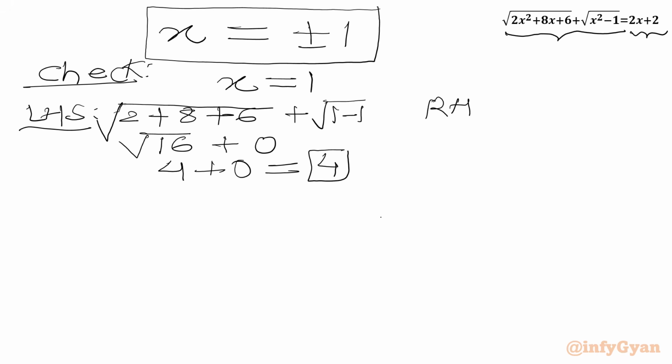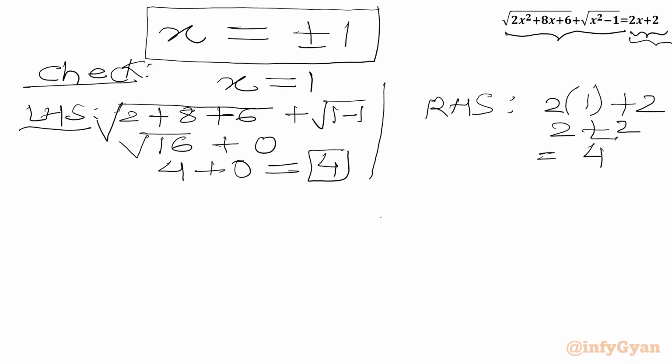Now we will find RHS. So let me write here RHS. RHS is 2x plus 2. We'll write 2 times x, which is 1, plus 2. So 2 plus 2 will be 4, so we get RHS 4. LHS equal to RHS. Hence our solution x equal to 1 is true.